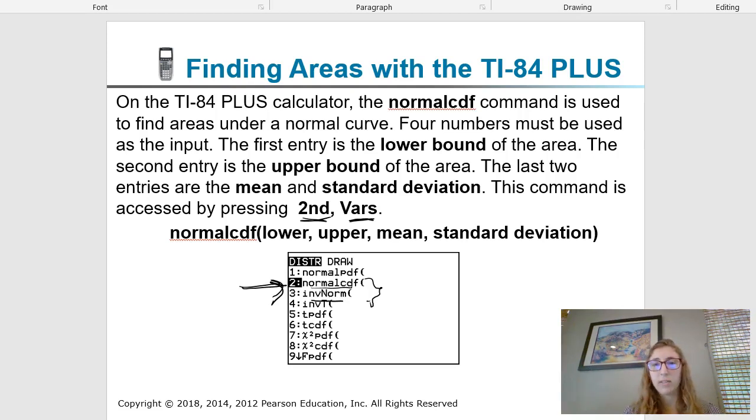So for right now, we are going to be using normal CDF. In normal CDF, you put in a lower bound, an upper bound, the mean, and then the standard deviation. And again, this helps us to find areas. So make yourself a note of that. We're finding areas. And guys, I would really recommend still taking notes as we're going through this. I think it would be pretty helpful. So again, normal CDF finds us areas. Areas correspond to probabilities. So whenever we're trying to find a probability or an area, we're going to be using our normal CDF.